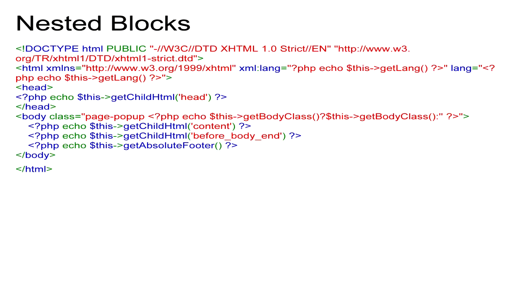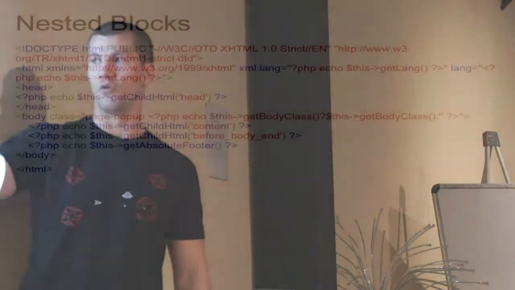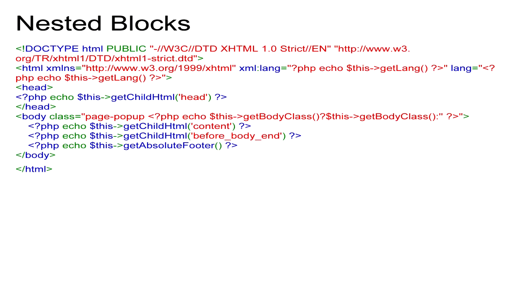Nested blocks. The point of this slide is to show that this is one of the main templates that would be loaded for one of your requests. Basically, the first template that gets loaded has to include all the nested blocks that it wants to load. The main way you do that is you do get child HTML. There are some other methods in there. You can tell it to dump all the child blocks in one method call. But normally what you're going to do is arrange the child blocks in the order that you want them to. So you get the child HTML of the head, and you get the child HTML of the content, before, body, end, and so forth.